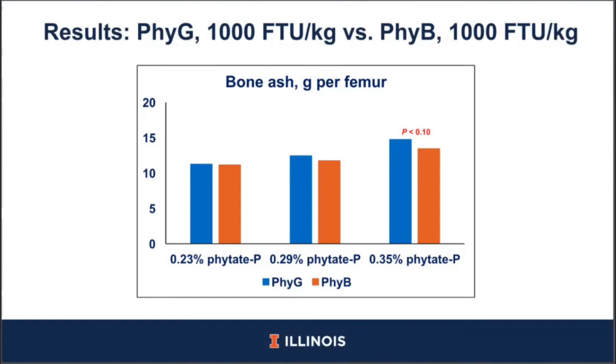At 0.35% phytate-bound phosphorus, pigs fed diets containing PhyG tended to have greater bone ash compared with diets supplemented with the Buttiauxella phytase, indicating that greater phosphorus was available for bone mineralization in pigs fed the novel phytase.